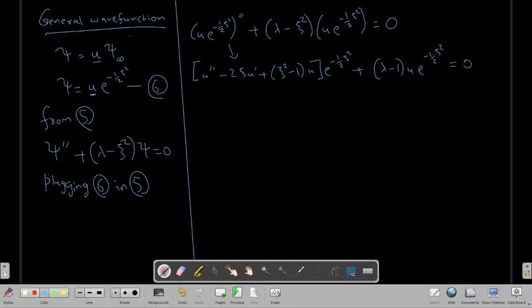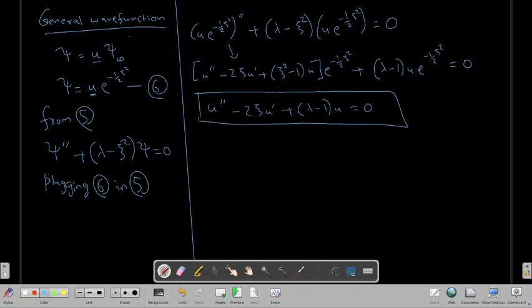Okay, so you can see that in both of these terms, this e to the power minus half xi square is common, and equating the coefficients of e to the power minus half xi square to be 0, you will get the term like this: u double prime minus 2 xi u prime plus lambda minus 1 into u is equal to 0. Okay, so this is your differential equation. So this is how this equation has been reduced, and let me call this equation number 7.